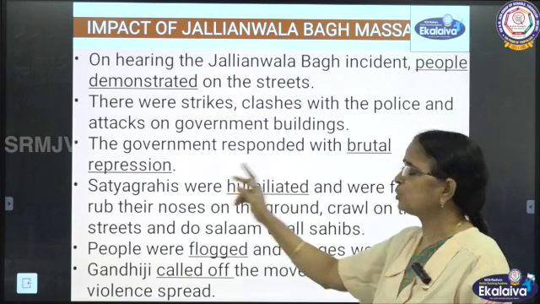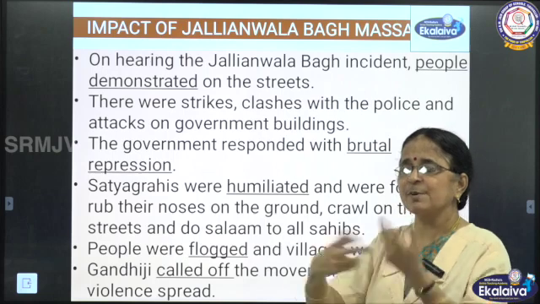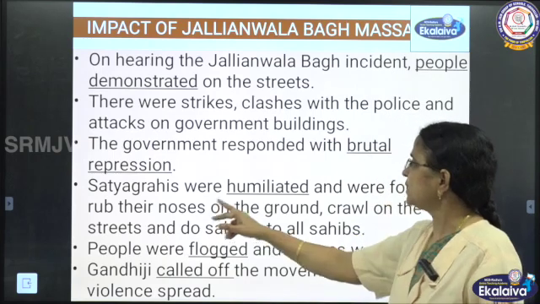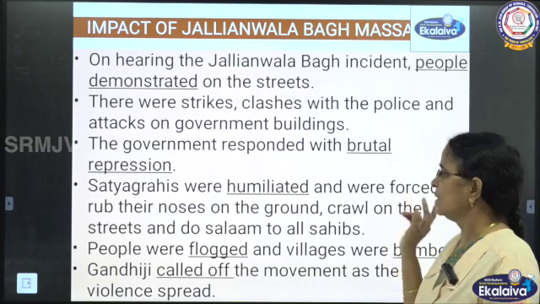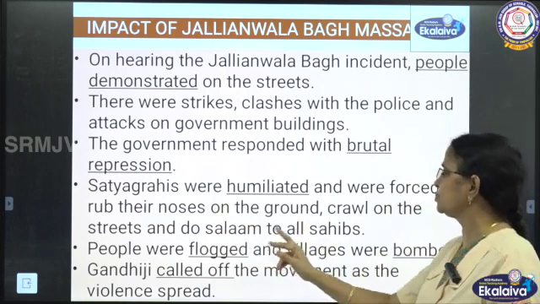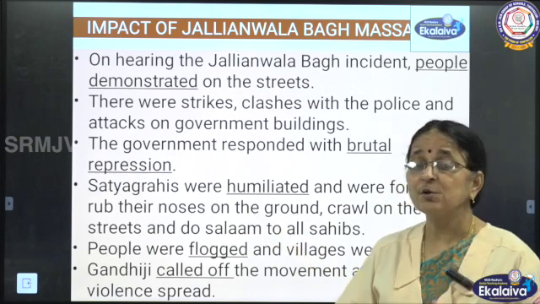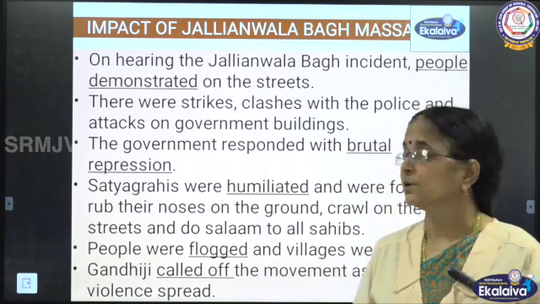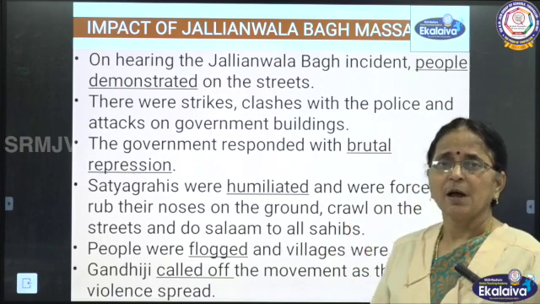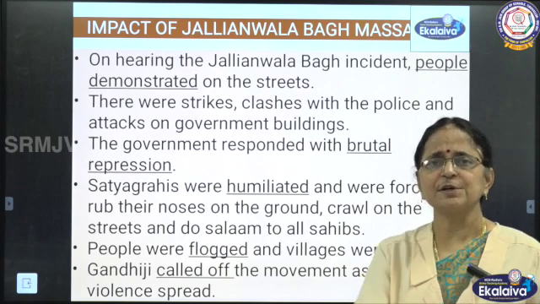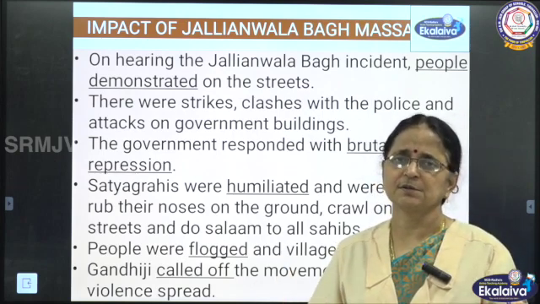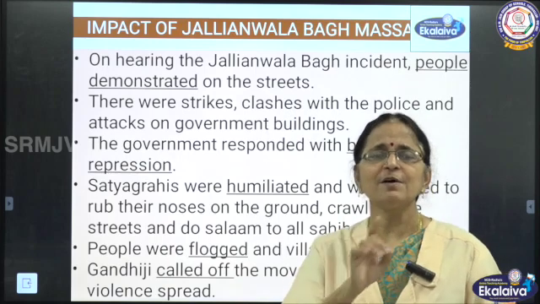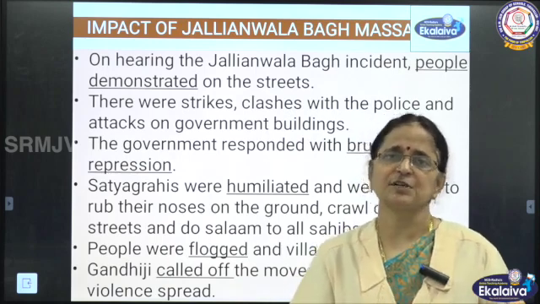The government responded with brutal repression. For these acts of the people, the government responded immediately. How did they respond? Brutal repression, beating harshly, cruelly. Satyagrahis were humiliated and were forced to rub their noses on the ground, crawl on the streets and do salam to all sahibs. Whichever British official passed by, they had to do salam. Imagine how difficult it would be for the Indians.